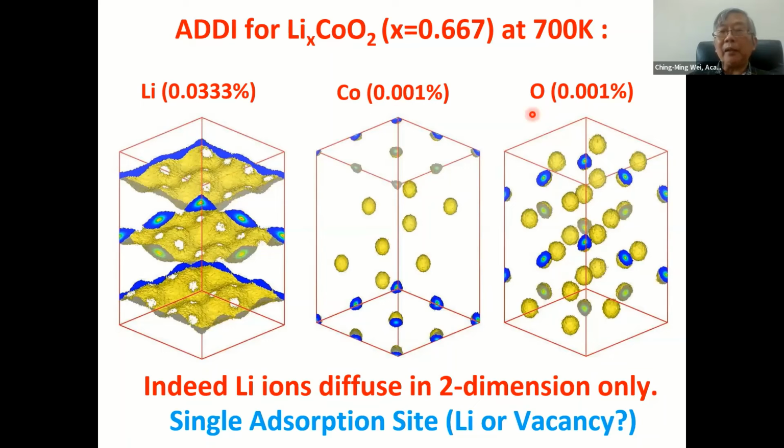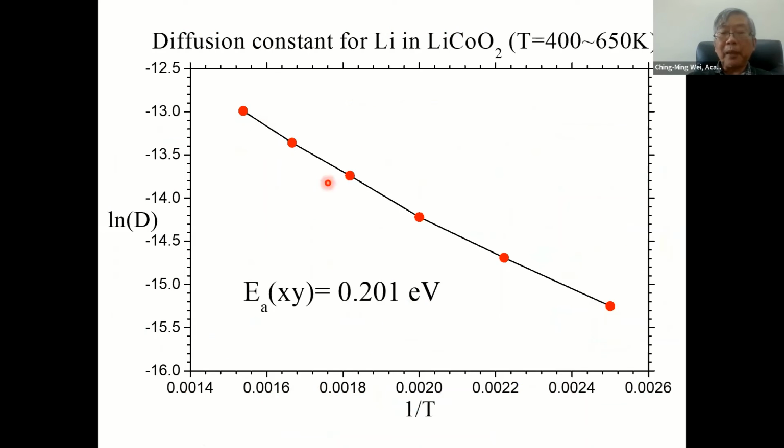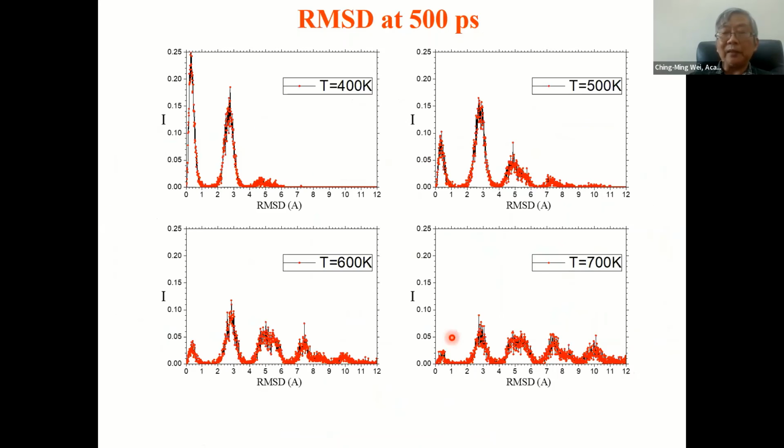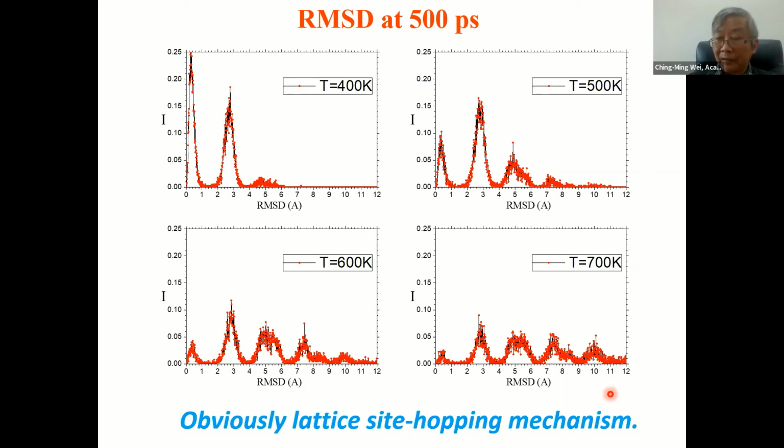However, copper and oxygen only vibrate at their equilibrium positions. That indicates the lithium ion diffuses in 2 dimensions only, hopping between either the lithium site or the vacancy site. The barrier is something like 200 meV, and you plot the root mean square displacement at 500 picoseconds at different temperatures. You can see the hopping distance, the diffusion distance, is always very discrete. That means this is really the so-called static site hopping mechanism.